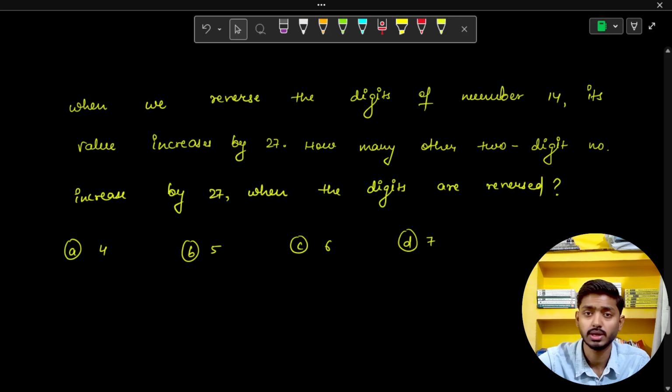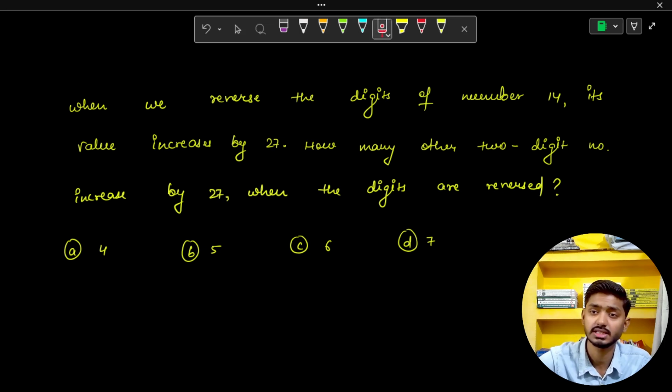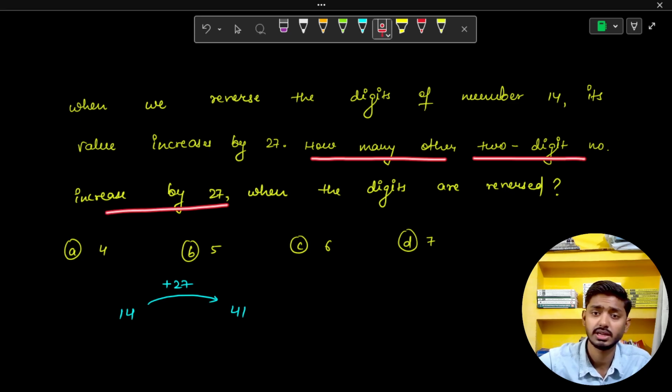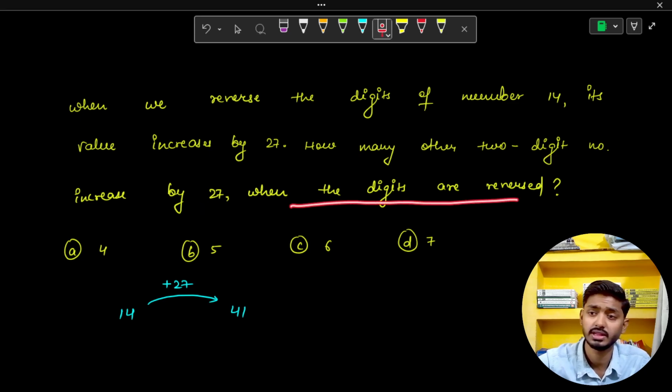Solve one more question. The question states, when we reverse the digits of the number 14, it increases by 27. That is very true. If we reverse the digits of 14, that becomes 41, and the number increases by 27. All right. How many other two-digit numbers increase by 27 when the digits are reversed?